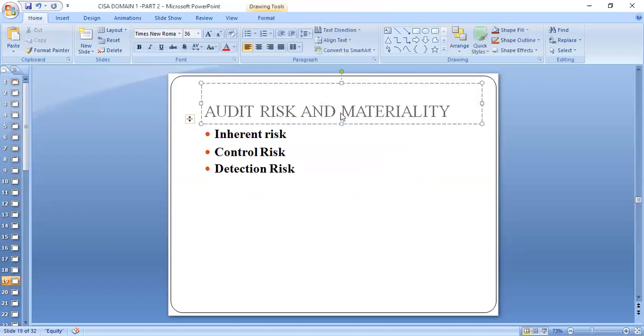Let me talk briefly about materiality. What is materiality? Materiality basically is about the threshold for substantive testing, right? Materiality focuses more on thresholds.